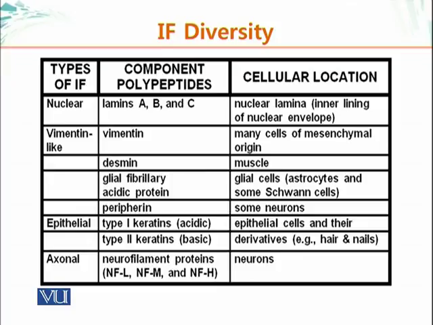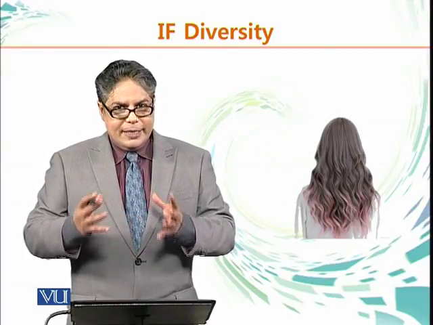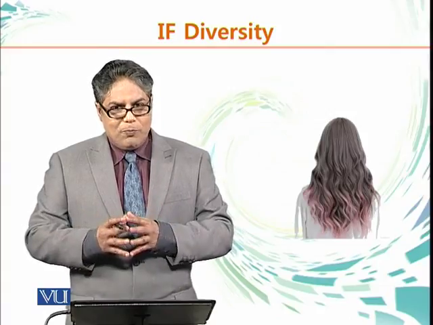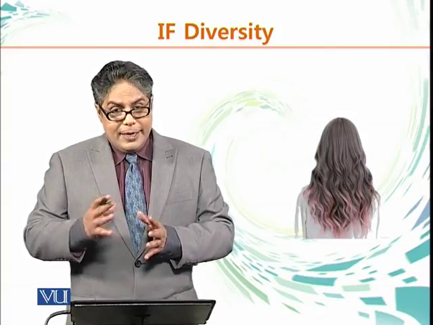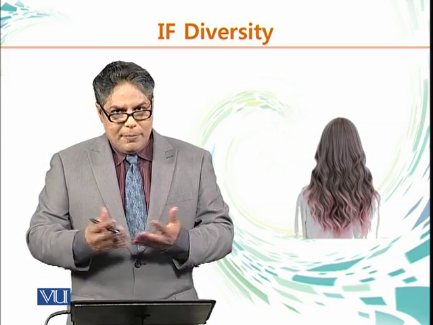Epithelial cells have keratin type 1, acidic, or type 2, which is basic. Type 2 and its derivatives are found in hair and nails. Neurons have NF-L, M, and H types of intermediate filaments. Intermediate filaments are very stable, and as I've mentioned, structures made from these intermediate filaments can survive even after the organism that produced them has demised.